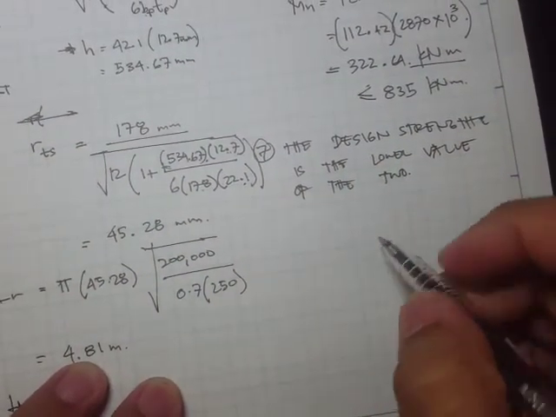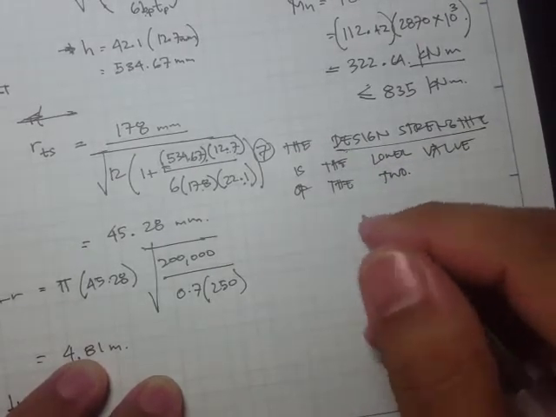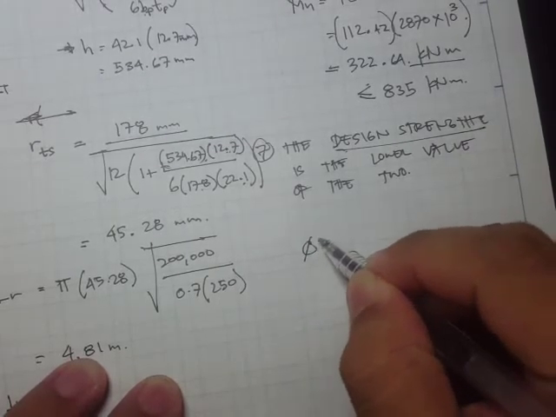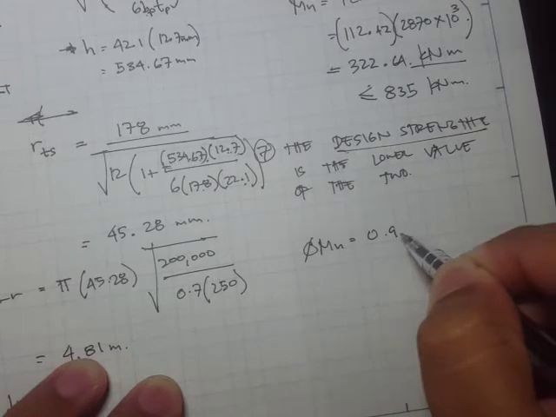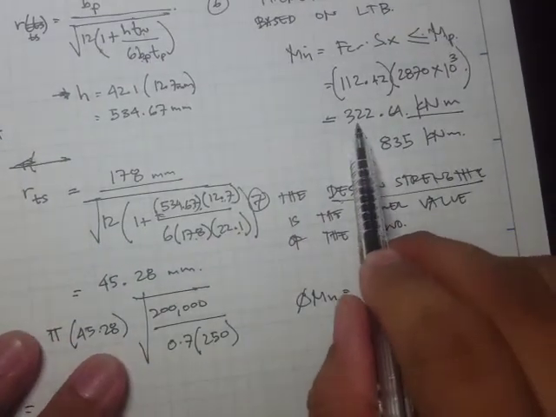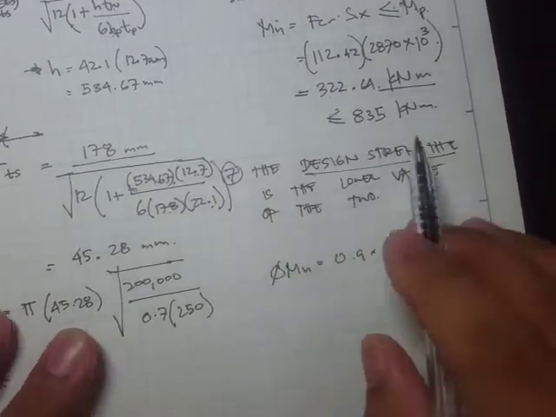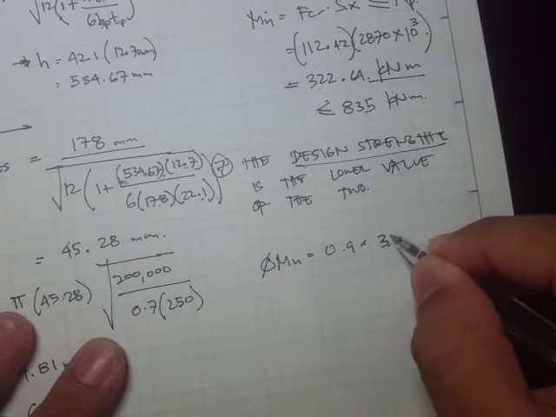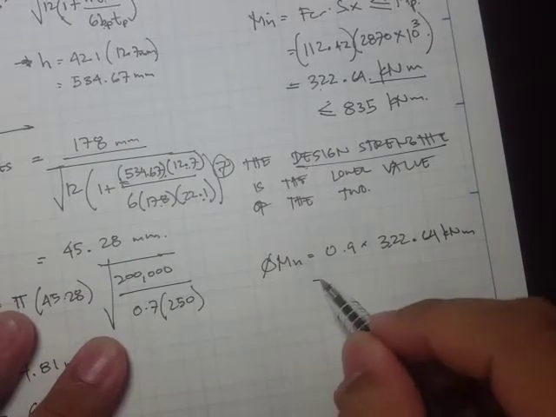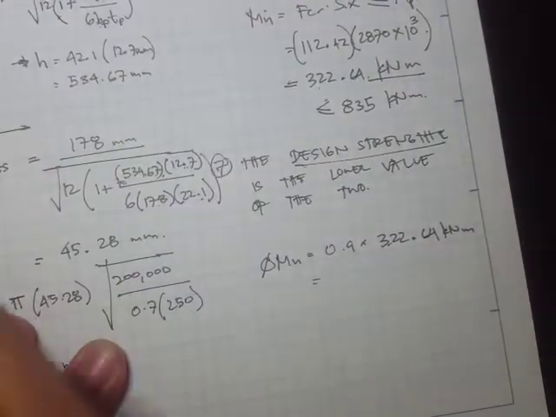That's going to be, when you say design strength, then meaning that we have to apply the strength reduction factor. So phi Mn is just 0.9 times this one, meaning that the lateral torsional buckling governs. That's 322.64 kilonewton meter, times 0.9, that's 290.